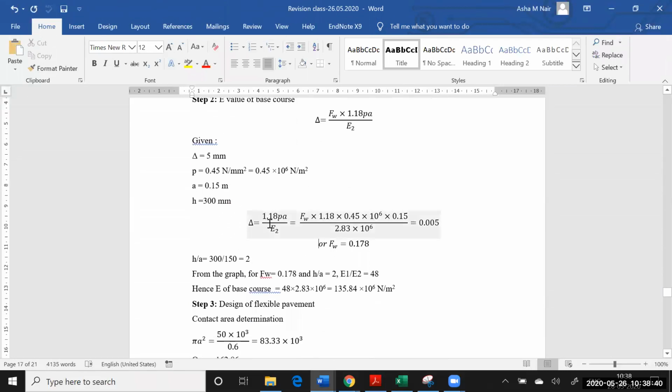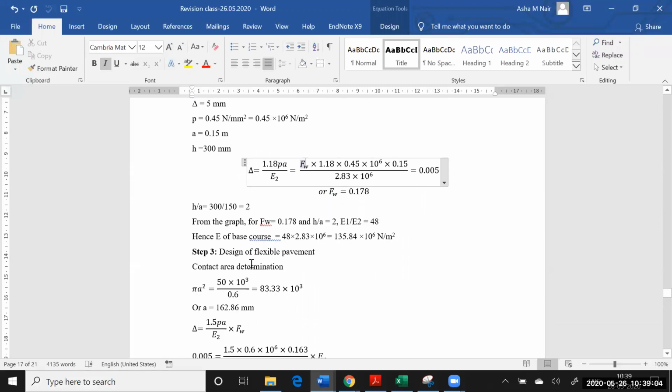Now you use the same equation. So delta is equal to 5 mm. Please note, in steps 1 and 2, you consider it as a rigid plate. So that is the equation that you are going to use: 1.18 into P into A by E2. So E2 is always there in the denominator. E2 represents the modulus of elasticity of the subgrade. So by using this, you get the value for Fw.